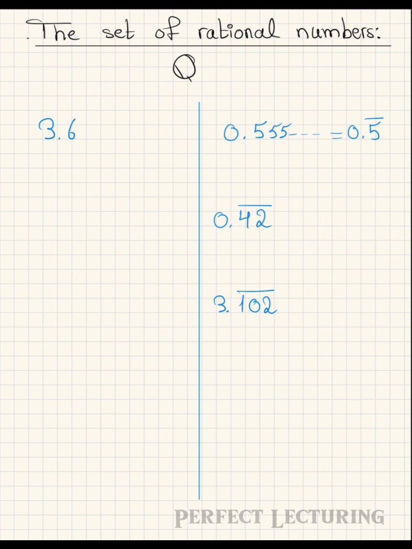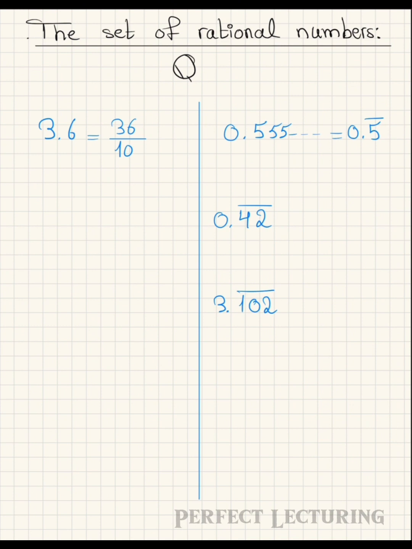Now, is there a more general definition of rational numbers? The answer is yes. A rational number is a number that can be expressed as a fraction p over q, where p and q are both integers. Let's come back to 3.6. Can I convert 3.6 into a fraction? Yes, I can write it as 36 over 10. So I'm able to convert 3.6 into a fraction where the denominator is 10.